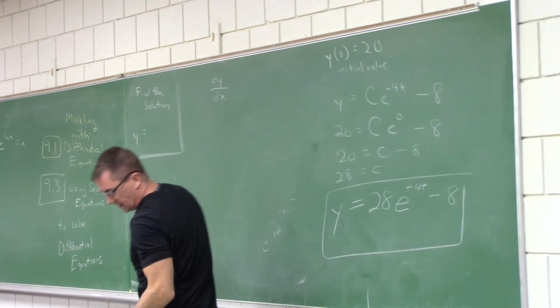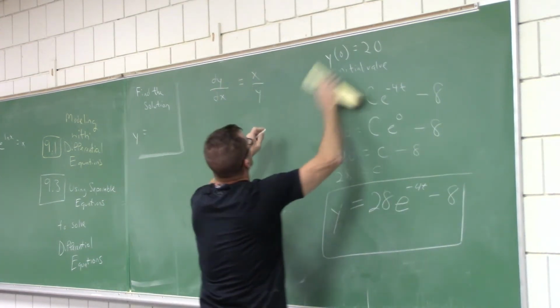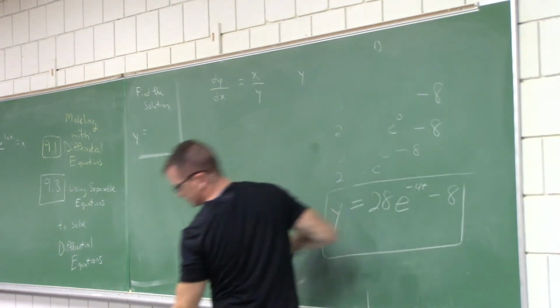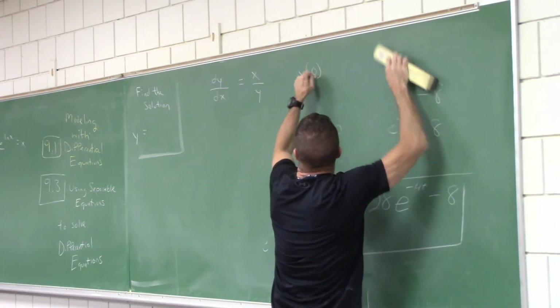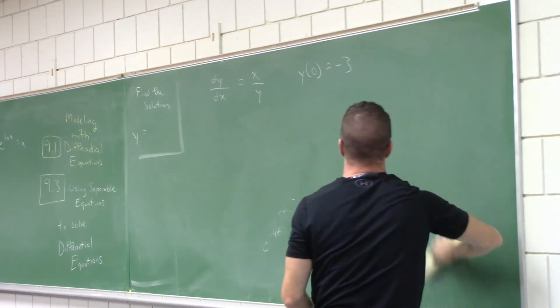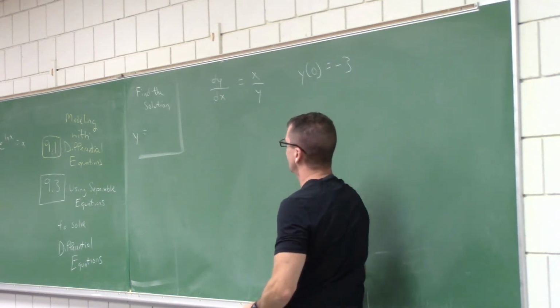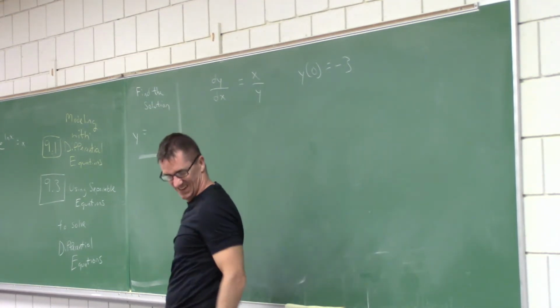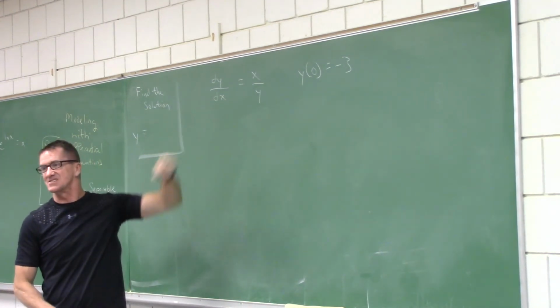dy over dx equals x over y, y of 0 equals negative 3. Are you purposely trying to make it look deceptively simple, and it's going to come out to half a board? Are you purposely making it look like something deceptively simple? And it does end up looking simple.